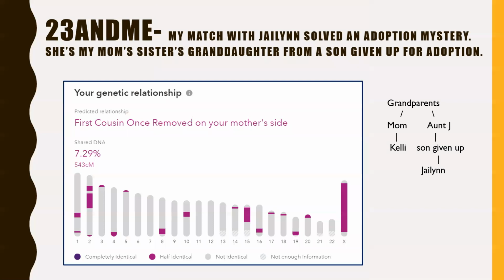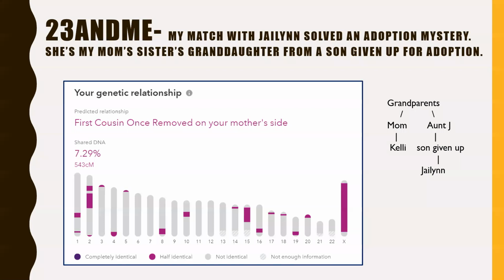This is what 23andMe's chromosome browser looks like. And this is my match with a girl called Jaylyn. And Jaylyn solved an adoption mystery that was in my family. And she's my mom's sister's granddaughter from a son given up for adoption. So that's the words for the diagram that's on the right. So my grandparents had my mom and had another girl, my mom's sister. My mom's sister gave up several children for adoption. And then that son who was given up for adoption had a daughter, and she is a DNA match for me. So I've been looking for some of these children given up for adoption.